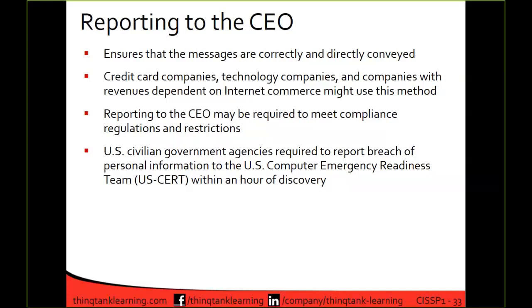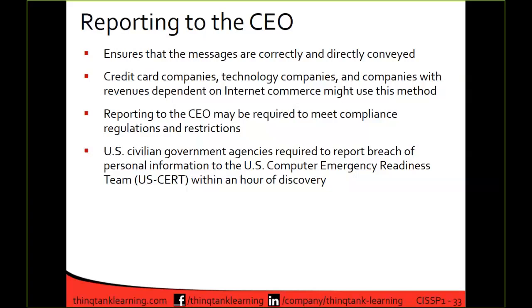All right? U.S. civilian government agencies are required to report breach of personal information to the U.S. Computer Emergency Readiness Team, CERT, within an hour of discovery. This is just an example, like what I was just saying. When we say reporting to the CEO, we're not really speaking of the CEO as an individual. We're thinking of the CEO as the head of the snake, right? So CERT, in the case of a U.S. civilian government agency, would be the head of the snake.